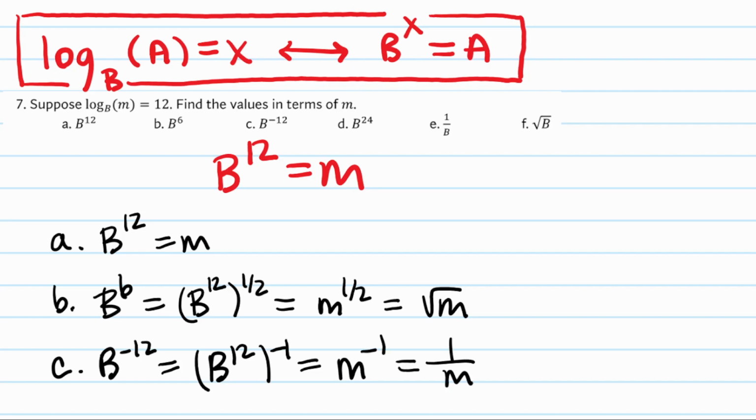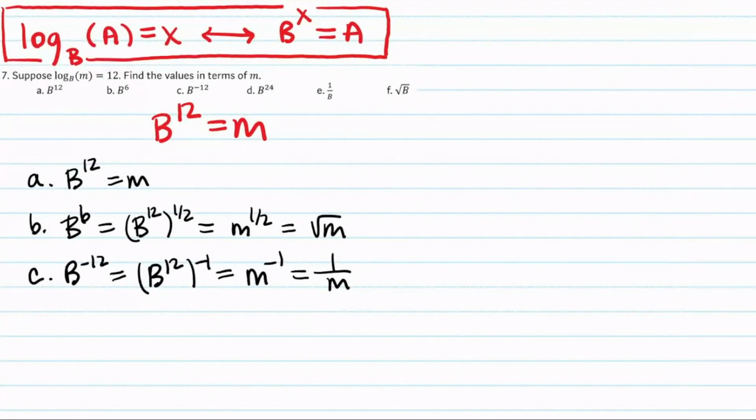Again, you're free to stop there and just leave it as m to the negative 1, but you need to be able to recognize that m to the negative 1 and 1 over m are the same thing. So D is b to the 24th power. Okay, b to the 24th power is going to be b to the 12th, squared. And that's going to be m squared. Not really anything we can do with m squared. Just m squared.